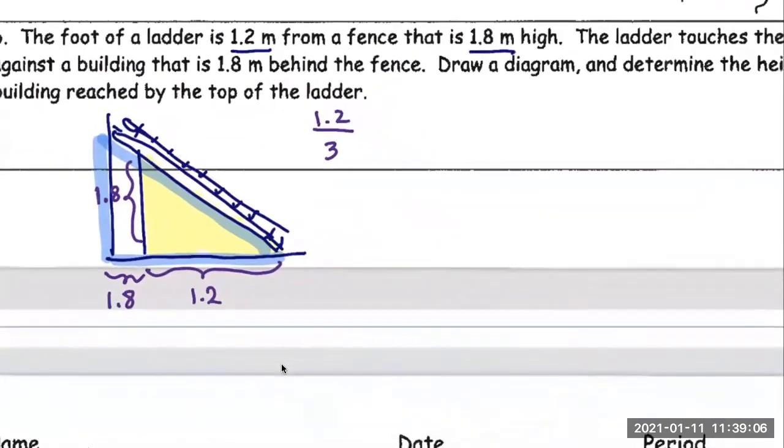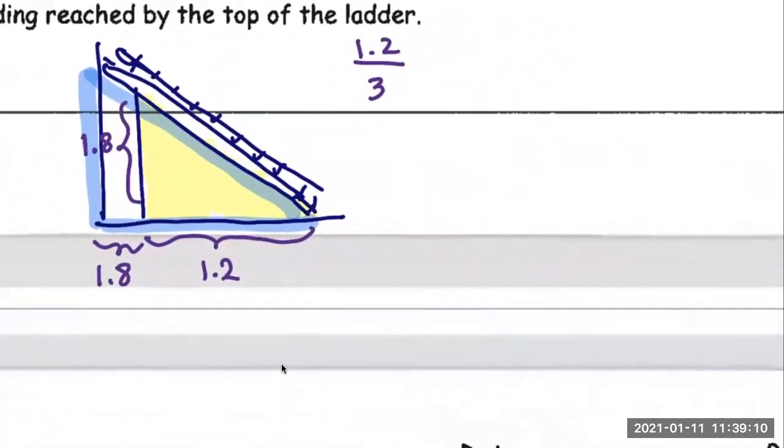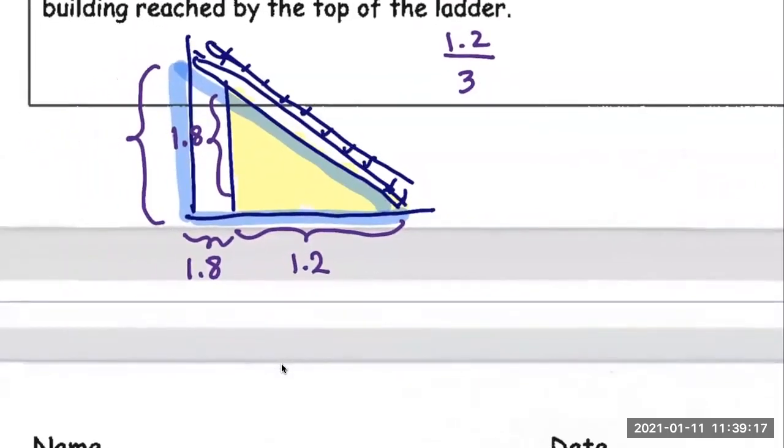So in this case, they want me to determine the height of the building reached by the top of the ladder. So I'm going to mark off on my diagram what I'm trying to solve for. The height of the building marked by the top of the ladder to the base is what we're trying to solve for. So that's X. That's the left-hand side of my blue triangle. Now if I set up my proportion, can you type into the chat, what does the rest of the proportion look like? If I'm trying to set up a proportion to solve for X, what would that look like?